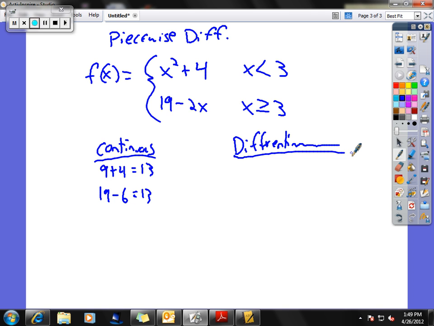So the derivative of the top is what? 2x. The derivative of the bottom is -2. Okay, we're going to plug in the x again. So this one is 6. There's nothing to plug in on the second line here, so it just stays -2. Now, are those the same? No. So this is not differentiable. So this piecewise function is continuous, but it's not differentiable.